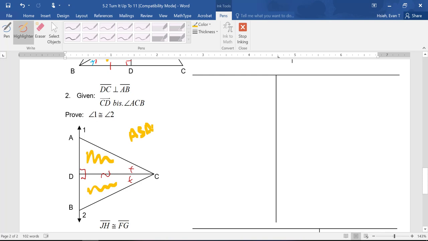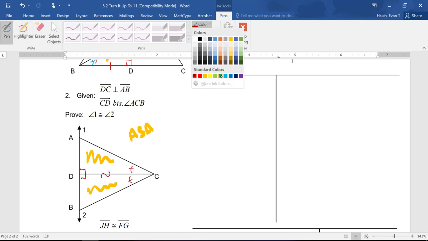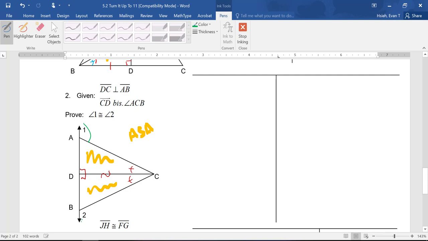Once I get that, I take a look at what I'm looking for. And what I'm looking for here is to get angle 1 congruent to angle 2. And hopefully you can see that those aren't the CPCTC angles from the triangle, but these are the CPCTC angles from the triangle. Once I get those, I can get these two angles either by subtraction property, subtracting the CPCTC angles from the straight angles, or I can do subs. Subs of congruent angles are congruent.